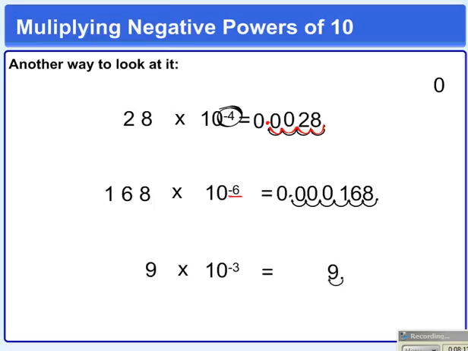And the same with our 9. We're going to go back our 3 places, put our decimal in right away. It's really important to put that decimal in. You don't want to forget that decimal and put it in the wrong spot because that throws your whole number off. And we have 9 thousandths.